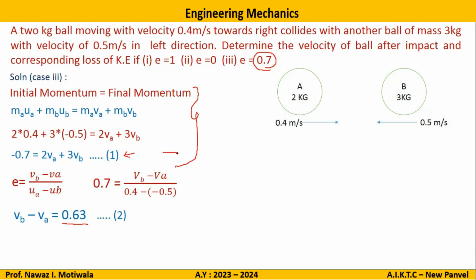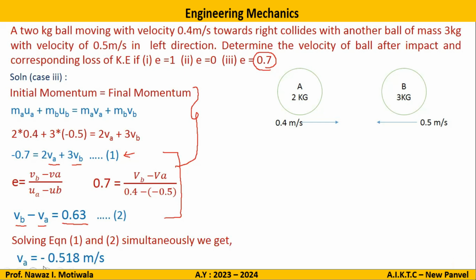Now observing equation number 1 and 2, there are two unknowns VA and VB, and there are two equations 1 and 2. So solving equations 1 and 2 simultaneously, we will get the answer as VA is equal to minus 0.518 meter per second and VB is 0.112 meter per second. This completes the first part, that is determine velocity of ball after impact in case wherein E is equal to 0.7. Next part asked was loss of kinetic energy, for which we find initial kinetic energy and final kinetic energy.